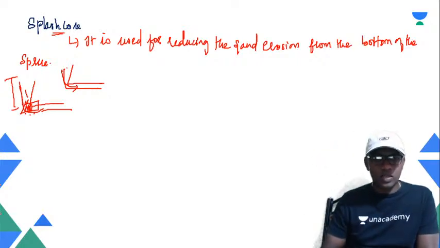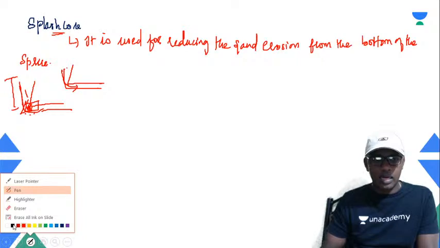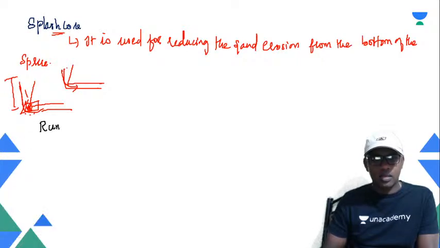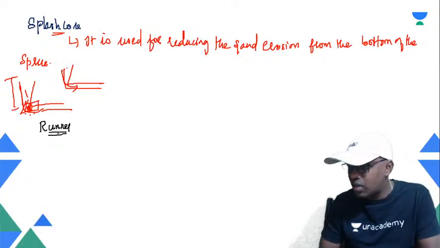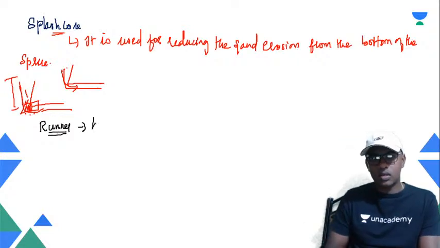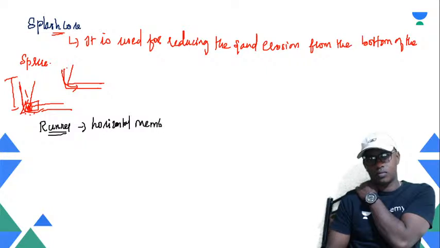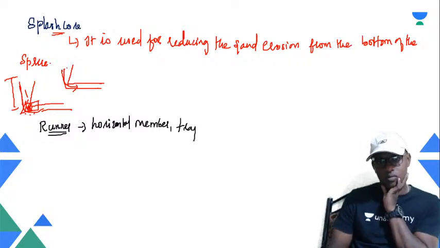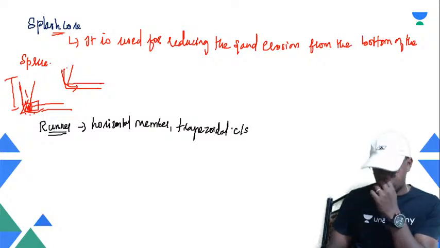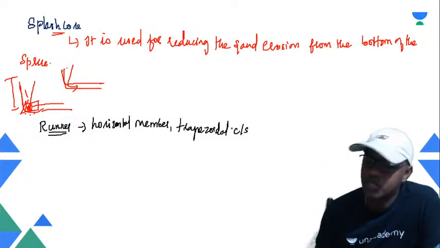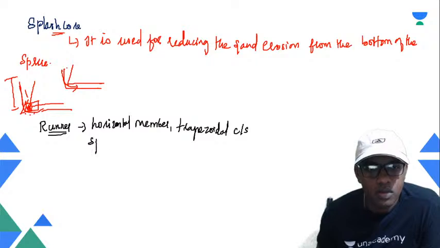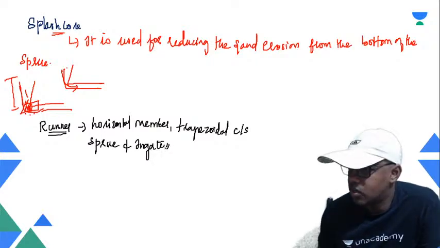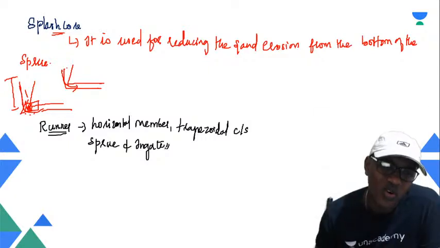Sir, what is next to that splash core, sir? We have the runner, sir. It is a horizontal member with a trapezoidal cross section, and it is the connecting passage between the sprue and ingate. It connects the sprue and ingate, we can say. That's all, sir? No. It is mainly used for reducing the sand erosion.